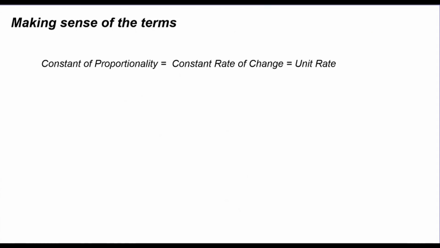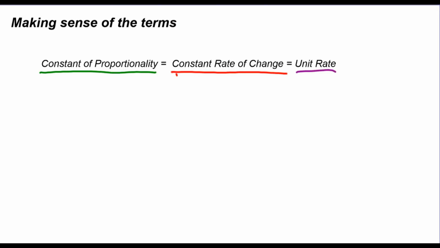So in conclusion here, making sense of those terms, I threw out a lot of large words and terms in this video. Just know that we can kind of equate these. These are all synonyms. They all mean the same thing. The constant of proportionality is a constant rate of change. It's always the same, which is a unit rate. The unit rate is always the same. It's constant. So these three terms I use interchangeably.